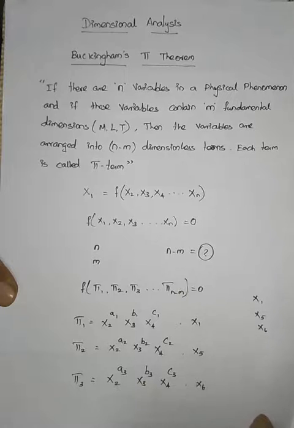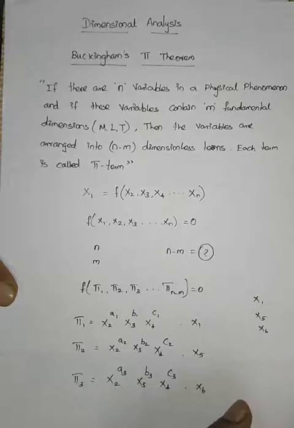If I take a problem and explain it, it will be very simple for you. In the problem, before you form the pi terms, you have to select the repeating variables. Here I am explaining the procedure to select the repeating variables. In any problem, you must choose three repeating variables. The first repeating variable should be a geometric property like length, diameter, or the value of head or height. The second repeating variable should be a flow property, that is velocity or acceleration.